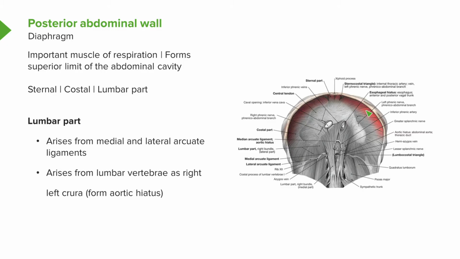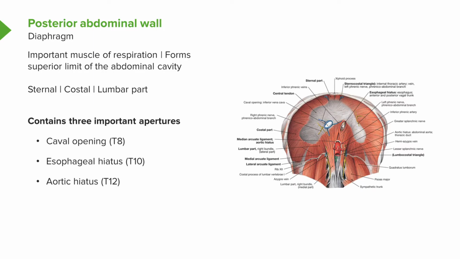For the posterior abdominal wall, we're more interested in this lumbar part, which we can see originating from these medial and arcuate ligaments that are associated with the quadratus lumborum muscle. So here we can see the lumbar part, and also we can see the crura, the left and the right crura that are running down, as I mentioned previously, to attach to the lumbar vertebrae, and these are helping to form the aortic hiatus. And then, as I mentioned, we have these three important apertures.